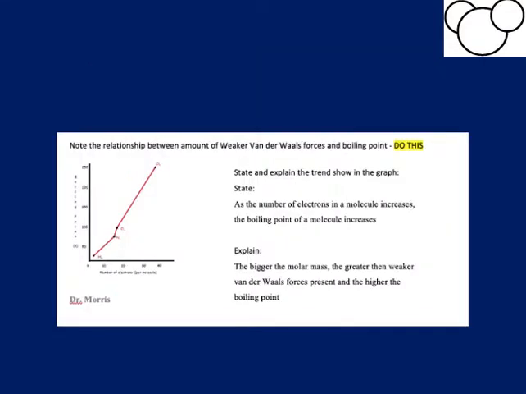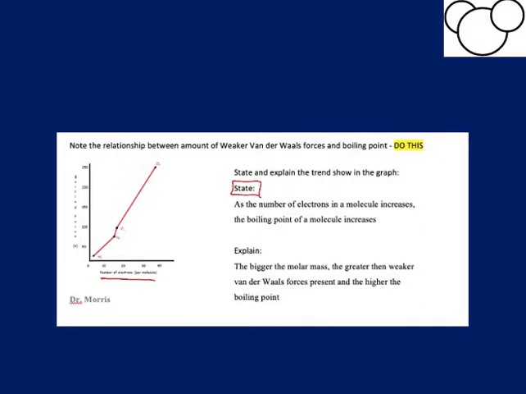The last thing I asked you to do then was see, could you state and explain the relationship? So the state is always what's going to happen to the y-axis as you move along the x. So here, as your number of electrons increases, the boiling point of your molecule increases. So that is the state. So please make sure you have that in your notes.